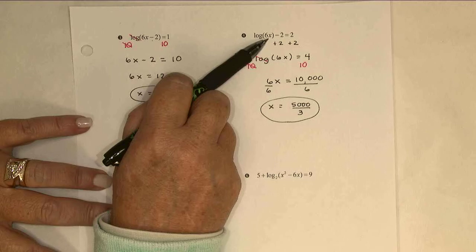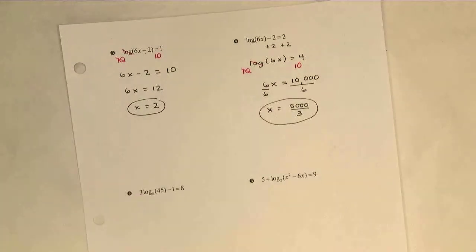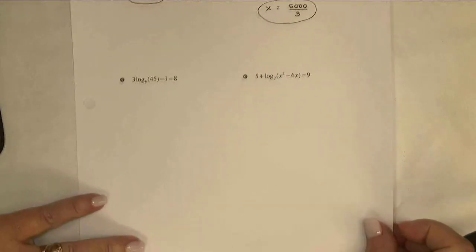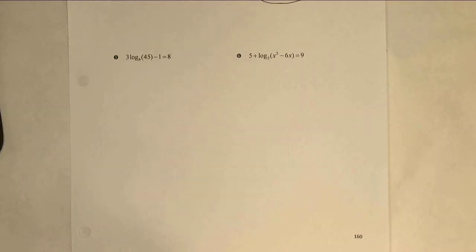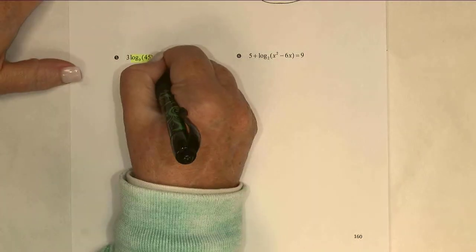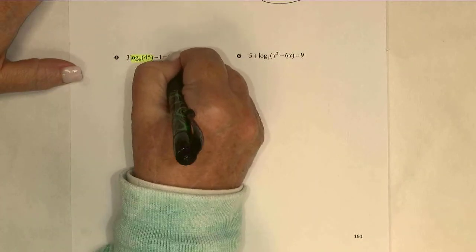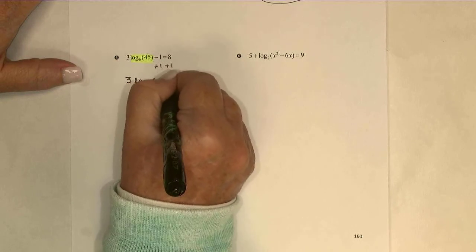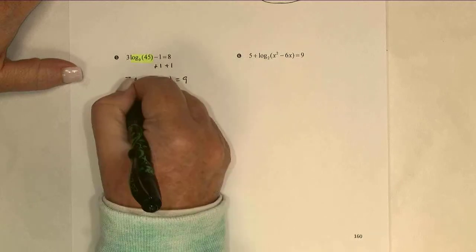6 times a positive number is still positive, so I am taking the log of a positive value, and I'm good to go with that. In number 3, once again, I need to isolate. I'm just going to remind myself, the log base b of 45 is the logarithm piece. I need to get that by itself before I can do anything else. So I'm going to add the 1 to both sides. And then divide by the 3.